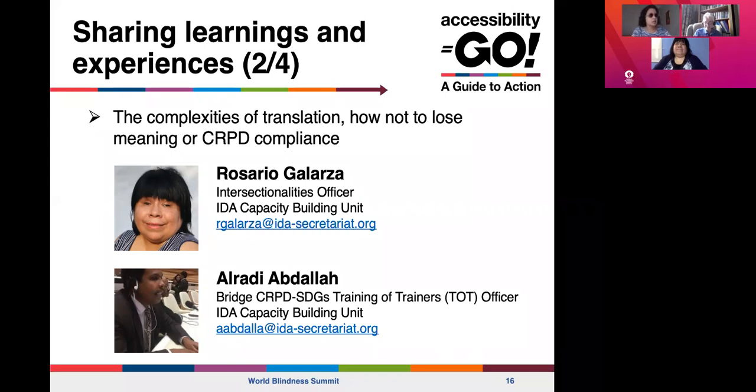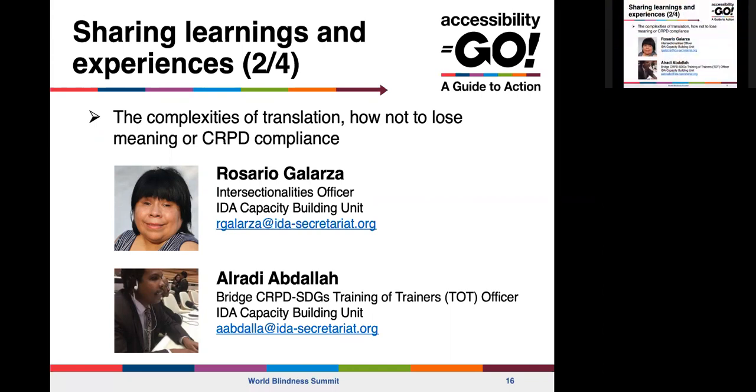For example, to translate accessibility to Arabic or intersectionality to Arabic, you need to work on that language to create some terminology that really tells us what accessibility means. Another challenge, as Rosario mentioned, is that you need to have a good command of language, and you need to understand the CRPD concept and the human rights-based approach to disability in order to put the right word and the right meaning in another language.